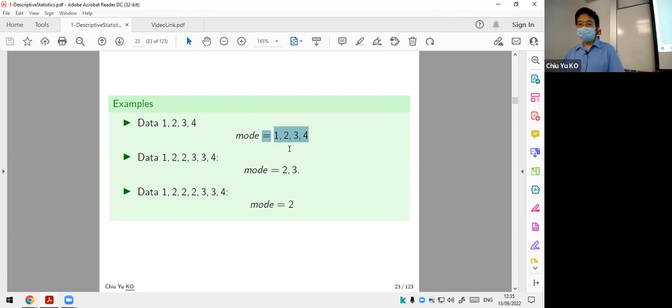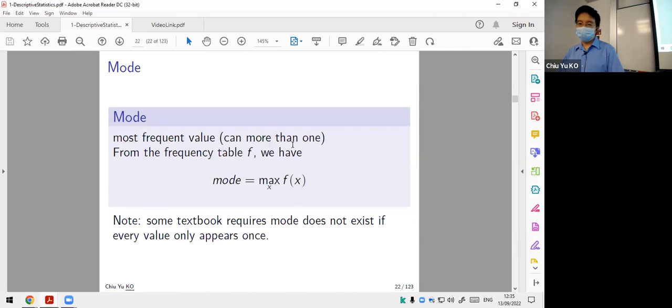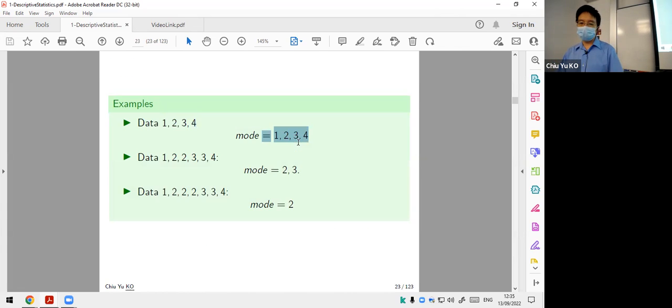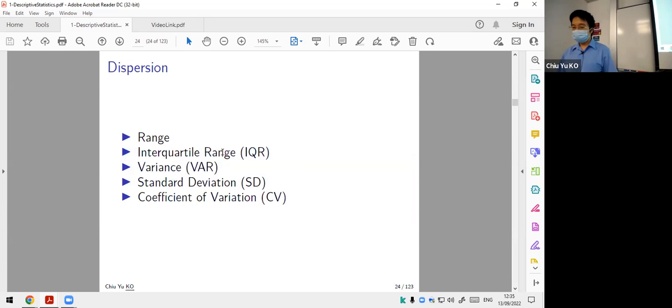I think that one is more appropriate, because having a definition that differs when you have 1 versus 2 would be an issue, right? If you have 1, 2, 3, 4, and then 1, 2, 3, 4 again, you have eight observations, each one appears twice, then everything is a mode. But when each appears once, there's no mode, and that's not very natural. But anyway, it shouldn't be an issue for us.